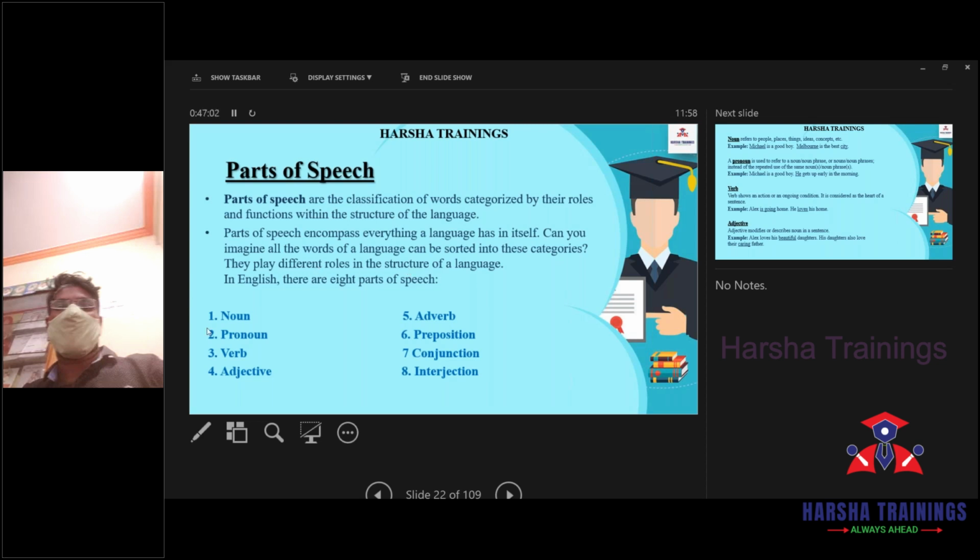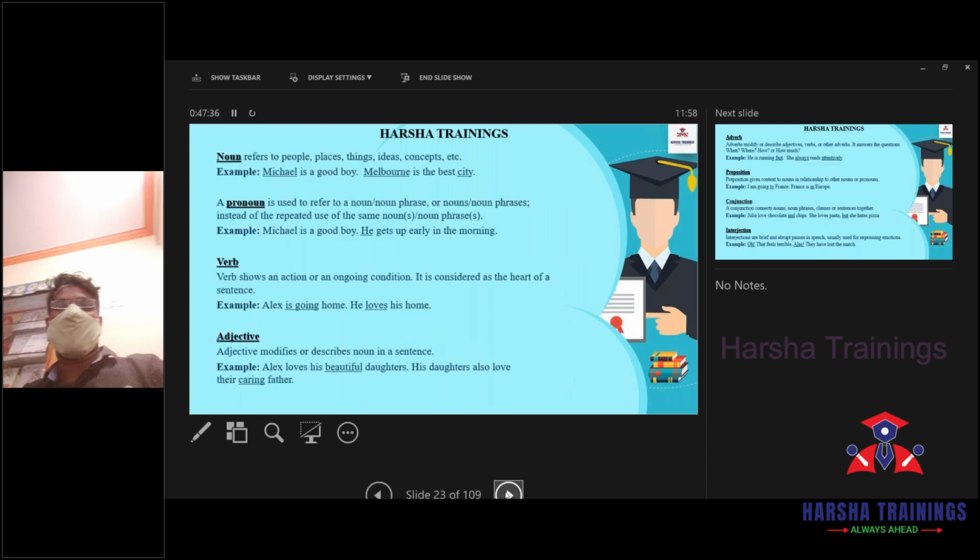We have nouns, pronouns, verbs, adjectives, adverbs, prepositions, conjunctions, and interjections. Eight parts of speech. Noun, pronoun, verb, adjective, adverb, preposition, conjunction, and interjection. Finished? Okay.